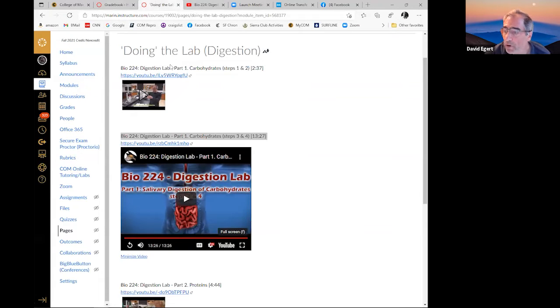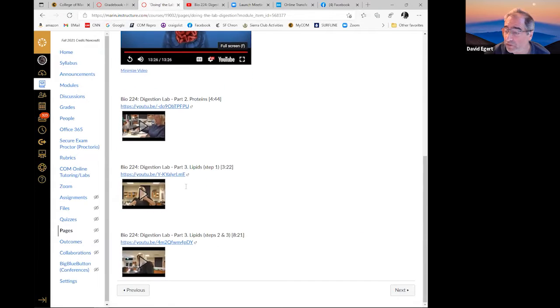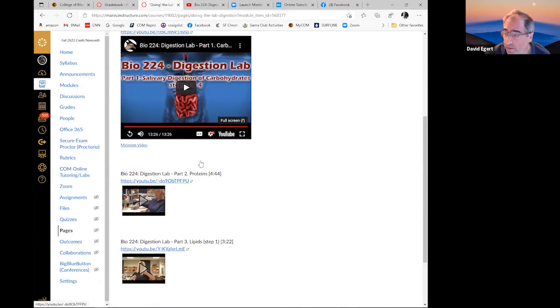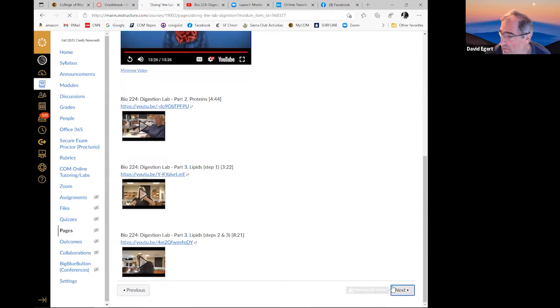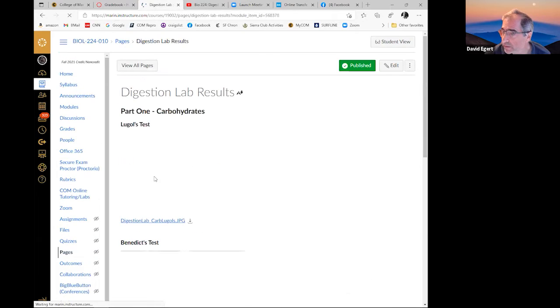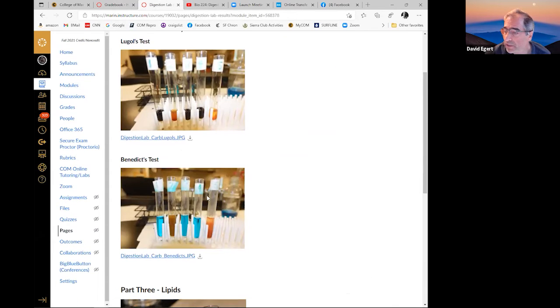So that is part 1. So there you've got to see what you would have done, but it also gives you a sense. Like when we get into the results, I have pictures of what the tubes look like for Lugol's versus Benedict's. So you can use these, you can print these out and use these as part of your write-up.